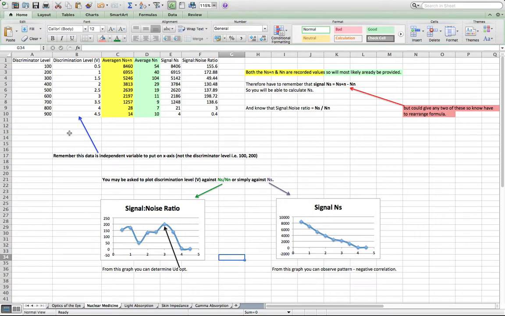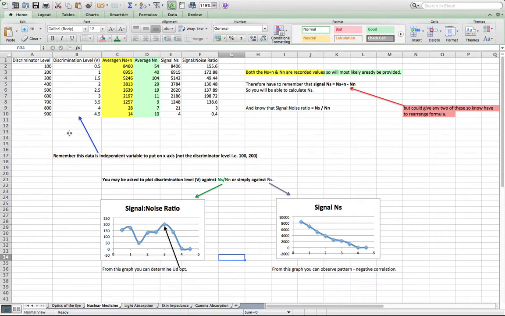Then once you've managed to identify the topic, you should remember the formula required for that topic, and then be able to use those formulae in order to manipulate the data which she's given you.